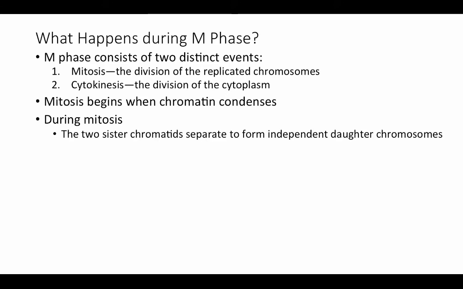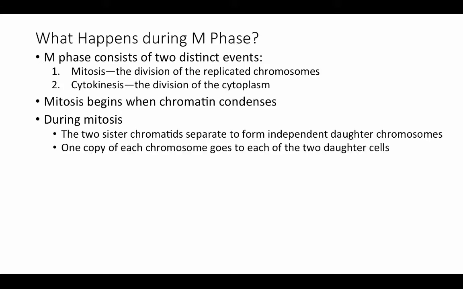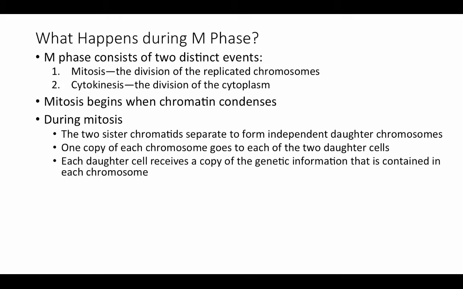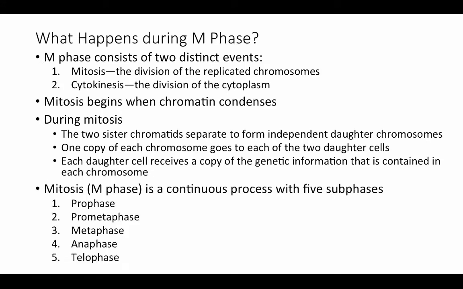And during mitosis, the two sister chromatids separate to form the independent daughter chromosomes. So one copy of each chromosome goes to each of the two daughter cells, and each daughter cell receives a copy of the genetic information that's contained in each chromosome. So each daughter cell gets a full set of that genetic information.